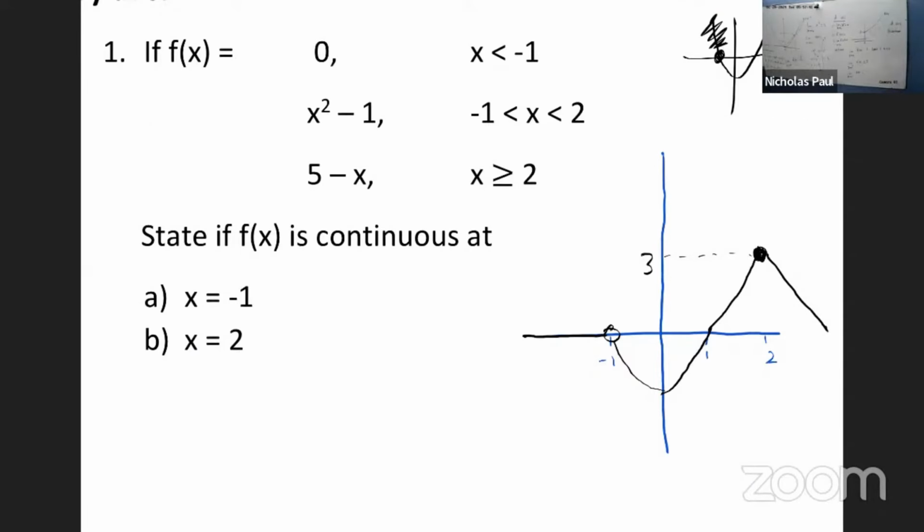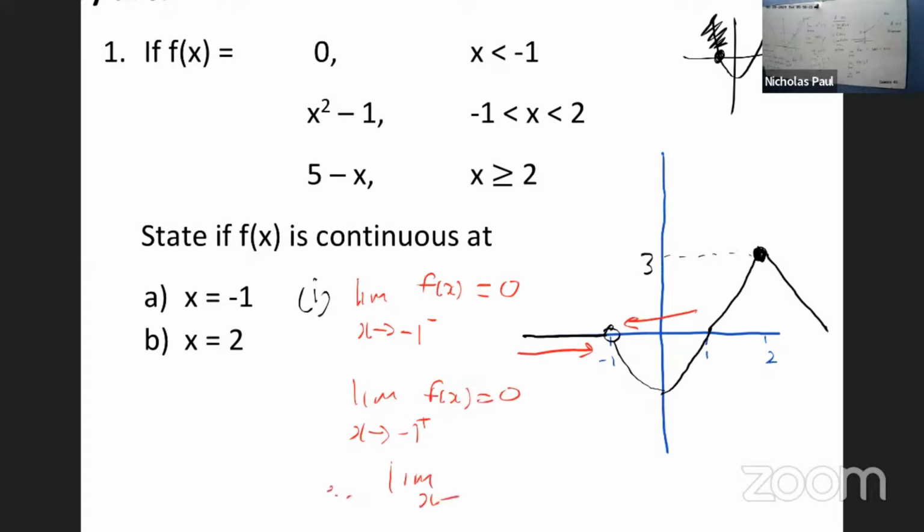Right. Let's check out the first one. So when x is minus 1, first things first. Step 1, let's see the limit. So the limit as x approaches minus 1 from the left, you still get 0. When you approach minus 1 from the right, you also get 0. The limit as x approaches minus 1 of f of x is 0. Right? So that's step 1.